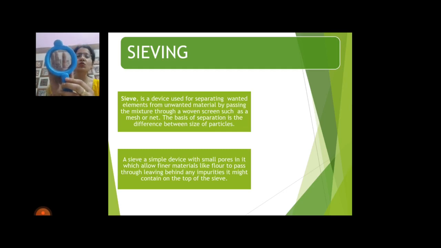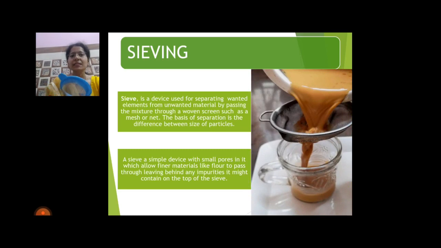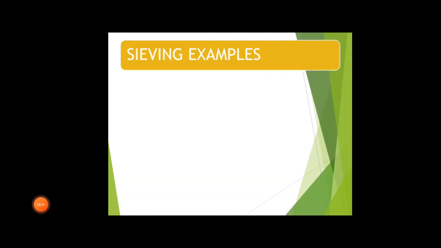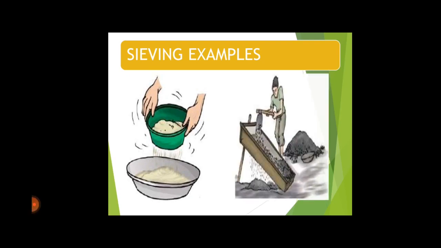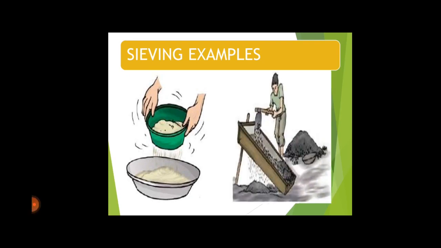This is used to separate tea leaves from the tea, which is liquid. The mesh will allow the liquid tea to pass while the tea leaves are separated, because of the difference in size. Sieving examples include separation of unwanted substances from wheat flour, and separation of stones from sand.